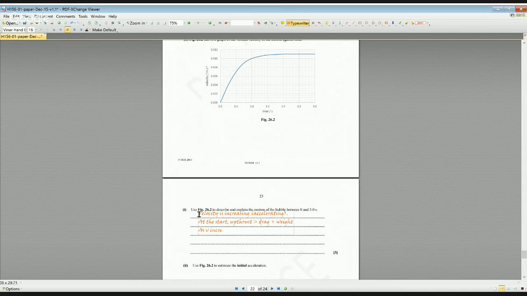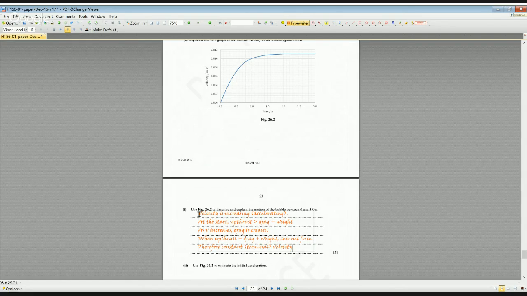As the velocity increases, the drag increases. Eventually, drag will increase to the point where the upthrust is equal to the drag plus the weight, so there is no net force. Therefore, constant terminal velocity.